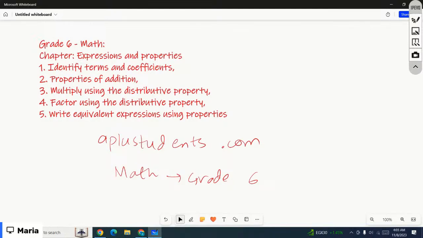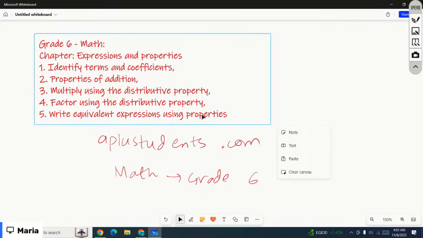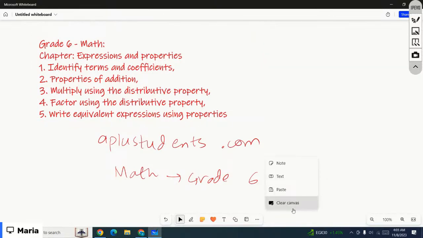We've already started the chapter. Let's just start with the terms and coefficients. So what do you know about the terms and coefficients? What are terms and coefficients? Okay, I'm going to write down the definitions on the board. You can note down the definition. Please make sure you have your notebook and pencil so that you can note down the important examples and definitions as well, right?